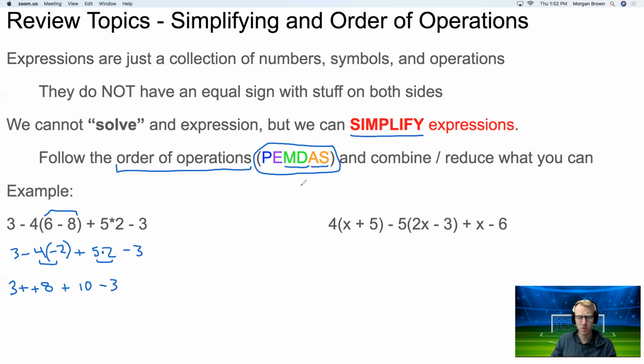minus 3. Then finally, I move on to adding and subtracting. And here we do adding and subtracting, usually left to right, although frankly, you can do them in any order you want, as long as you associate the negative sign with a corresponding number. So I could do 3 plus 8 is 11, and then 11 plus 10 minus 3. 11 plus 10 is 21, minus 3 is 18. But I just want to kind of highlight alternate options here. As long as you associate the negative sign with the 3, I could do 10 minus 3 first and get 7, and then do 11 plus 7, which is also 18.